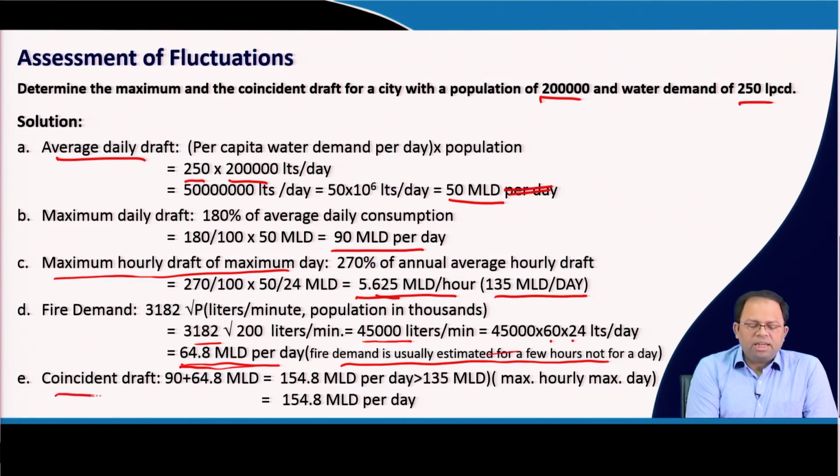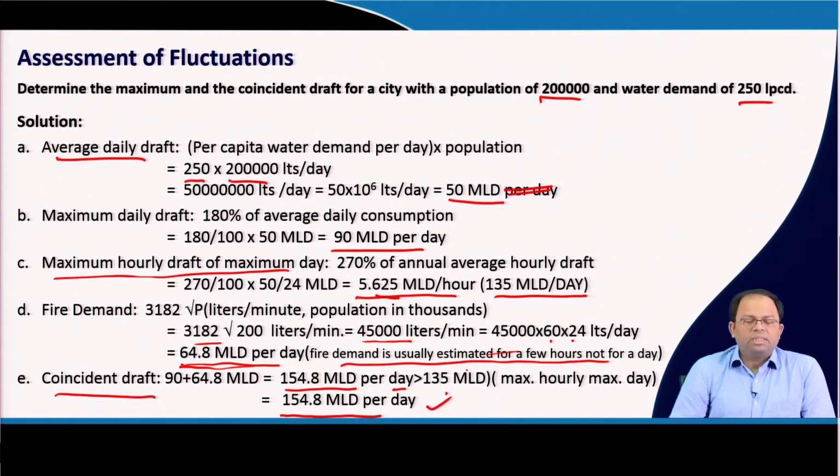So, the coincident draft is the fire demand plus the maximum daily draft. That is 90 plus 64.8, which is 154.8 MLD per day, which is greater than the maximum hourly draft of the maximum day, which is 135 MLD. So, we take 154.8 MLD per day as the coincident draft, which is the maximum demand. We have to use that, and using that we will determine the size of our network, the size of our pipeline, the size of our pumps, and so on.